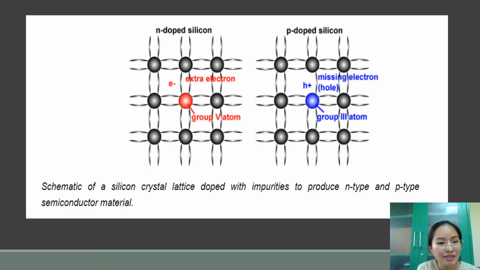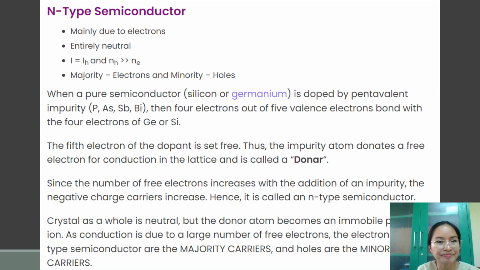We have a schematic diagram of a silicon crystal lattice doped with impurities to produce N-type. You can see the electron here from group 5 atom elements, and P-type in the semiconductor here, the blue one, from group 3 elements.